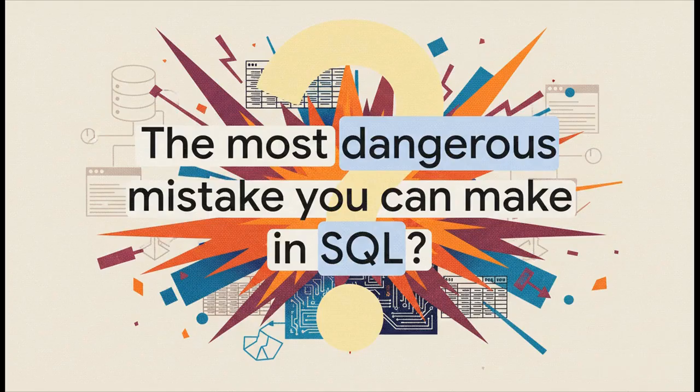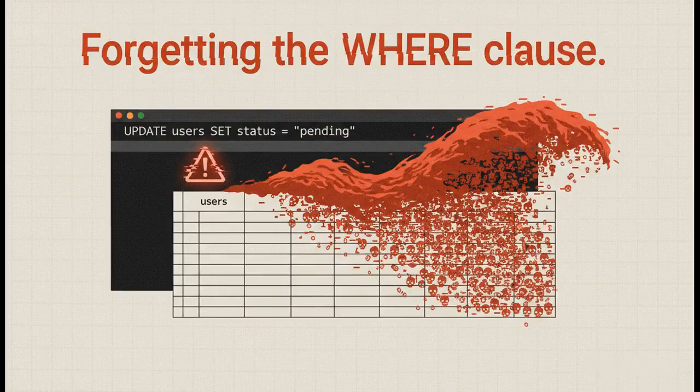What's that one little thing that can turn a simple task into a complete resume-generating disaster? It's this: forgetting the WHERE clause. It sounds so simple, right? But if you write an UPDATE statement and you forget to tell it which rows to change, it doesn't just update one row. No, it updates every single row in the entire table. Your whole data set, gone, just like that.